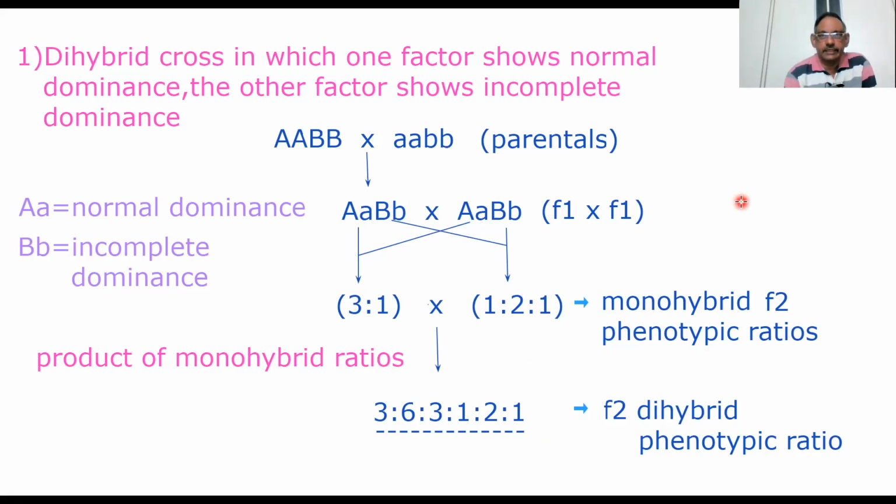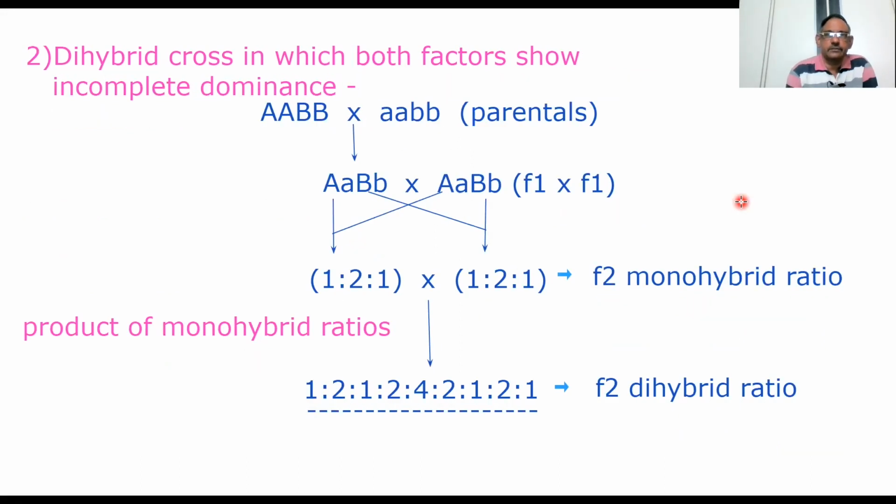I'll take you to the next slide. This is the question and explanation. Dihybrid cross in which both factors show incomplete dominance. In the previous question, we discussed a situation in which one factor shows normal dominance, the other factor shows incomplete dominance. But this is another deviation, which also, of course, is a dihybrid cross in which both factors show the incomplete dominance.